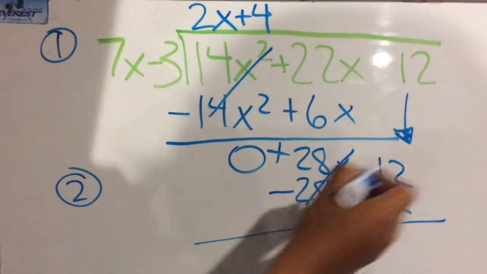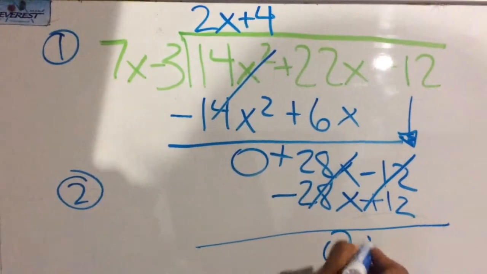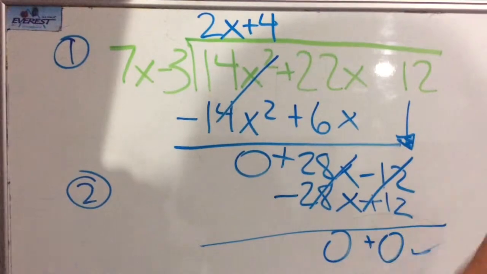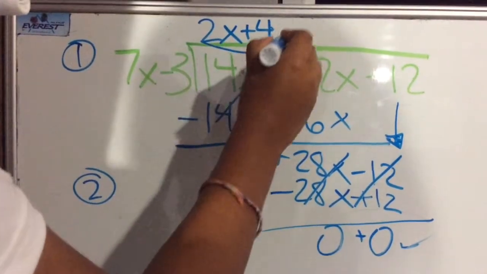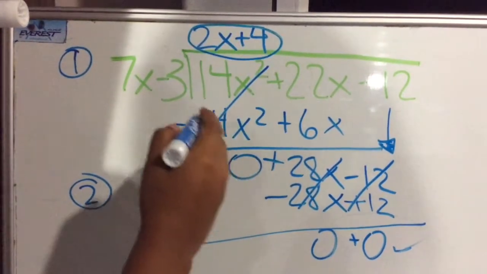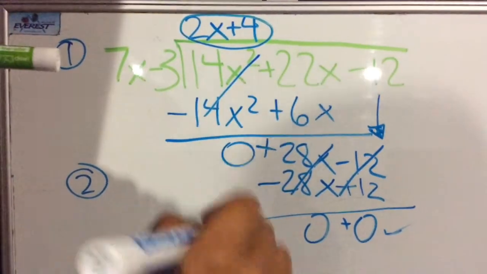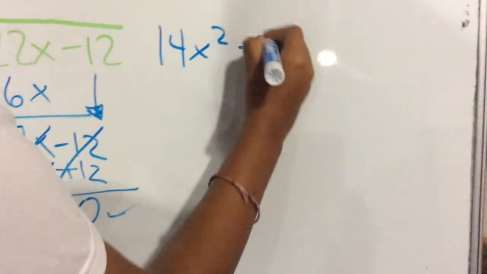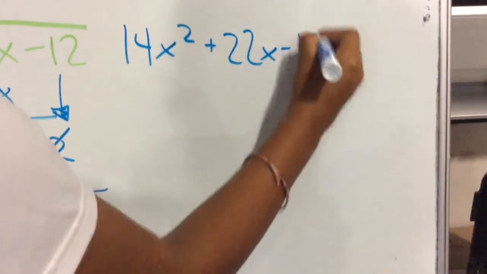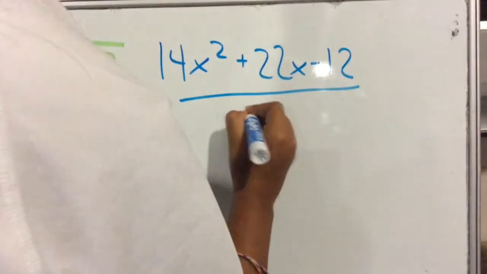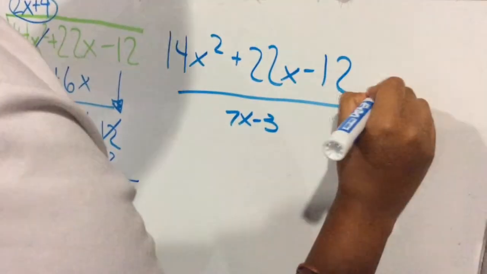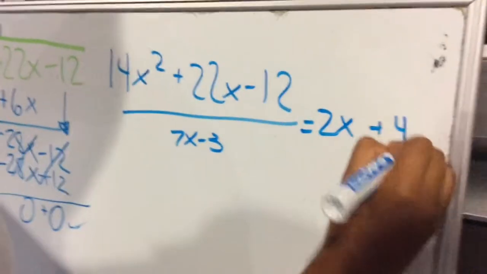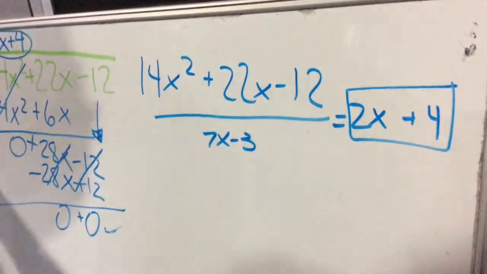So here, both of them cancel out, and all you're left with is 0. So that's when you know you've finished, and the answer up here is your answer. So 14x squared plus 22x minus 12 over 7x minus 3 equals 2x plus 4. And this would be your answer.